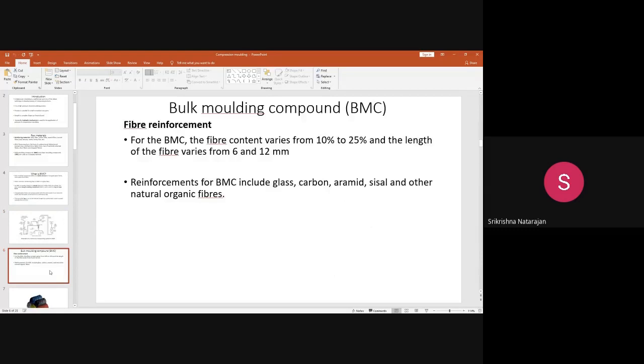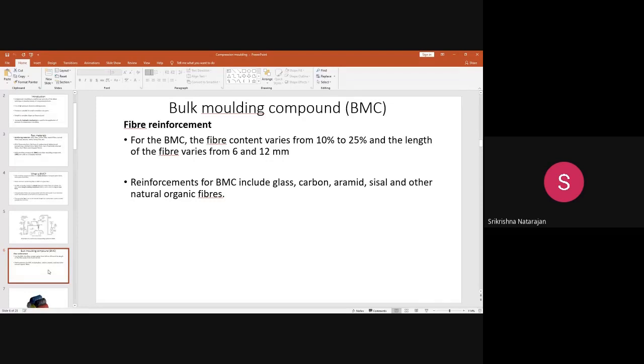And if you see this BMC, if you observe the chopped glass fibers you are using, or you can use other fibers also, like carbon or aramids, in the form of chopped fibers, and mix them with the pigment and the resin. So here the fiber content should be between 10 to 25%, that is important, and the length of the fibers varies from 6 to 12 millimeters.